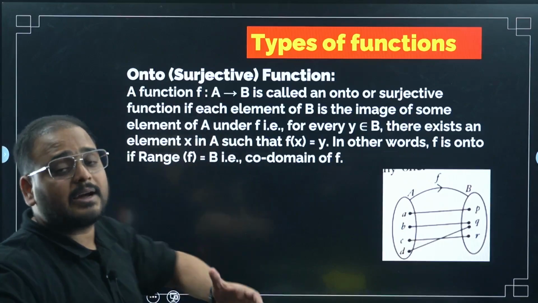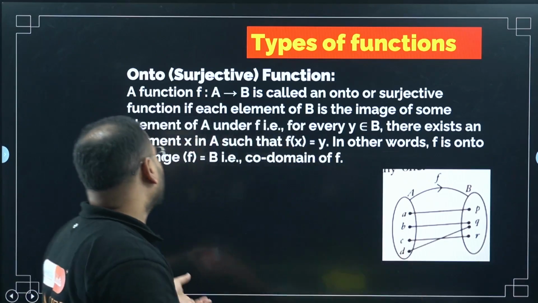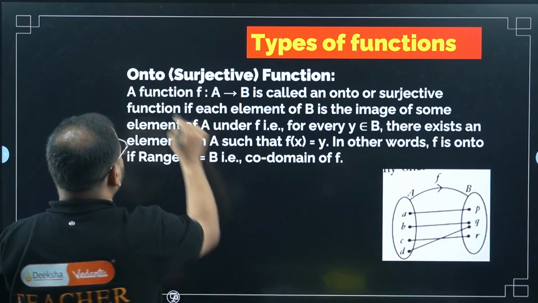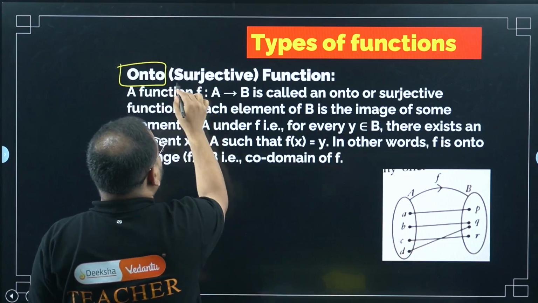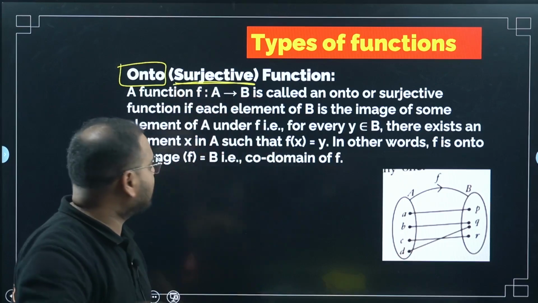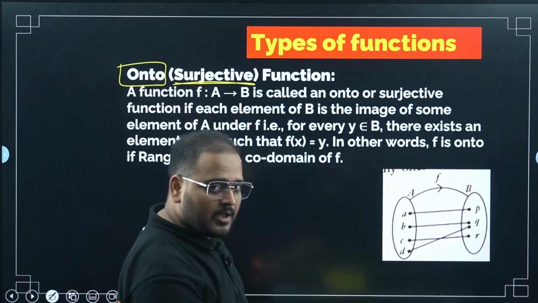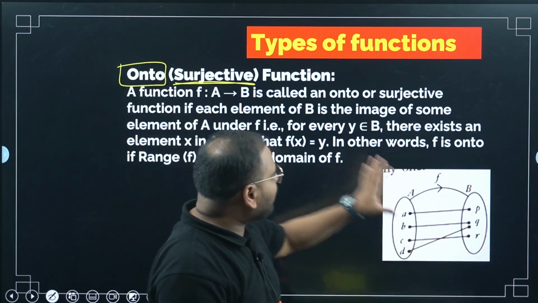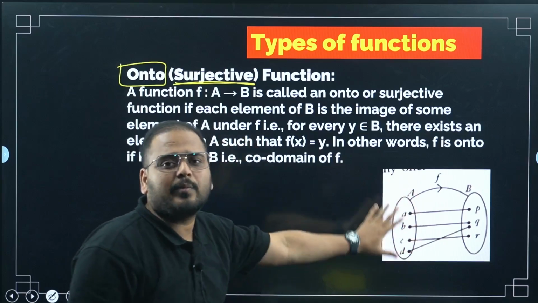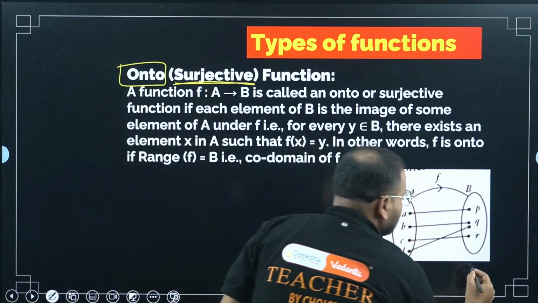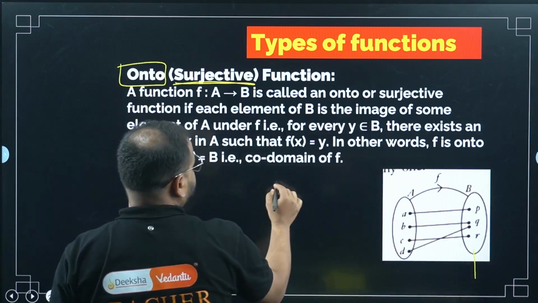Now, 1-1 and many-one are done. What other type of function is there? Onto. As I said, the name is important. The other name for an onto function is surjective function. When will this be true? For an onto function, don't look at the domain part. You only worry about the codomain part.